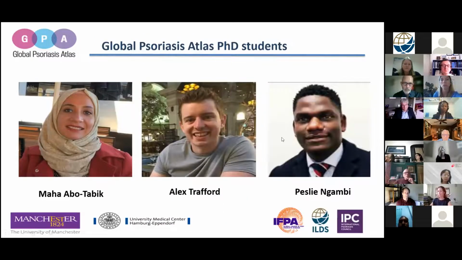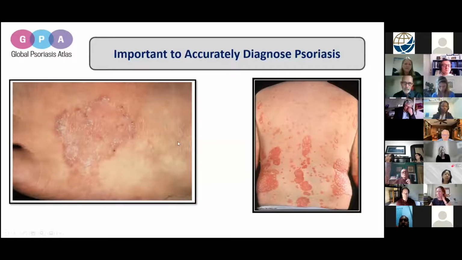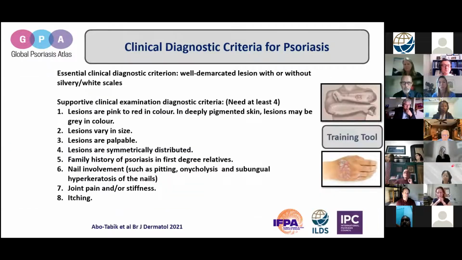These are 3 very dynamic and industrious PhD students working on various components. Maha Abu Tawik from Iraq, Alex Trafford from the UK, and Pesley Ngambi from Zambia. And this is work that Peter van der Kerkhoff will talk about in more detail. But one of the key things we've noticed when we've been doing field surveys, particularly in Africa, is that psoriasis is not diagnosed initially. It's nearly always misdiagnosed as tinea corporis. So what Maha has done, and Peter will explain how the IPC have been instrumental in this, is come up with clinical diagnostic criteria working in the field for non-dermatologists to make an accurate diagnosis of psoriasis.